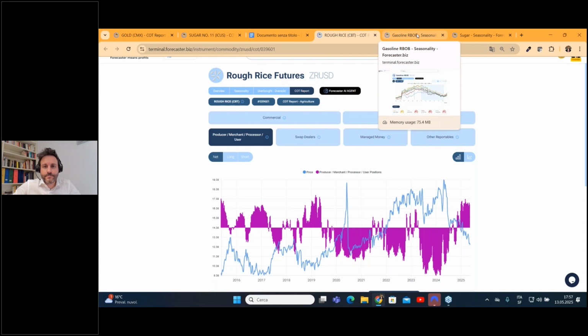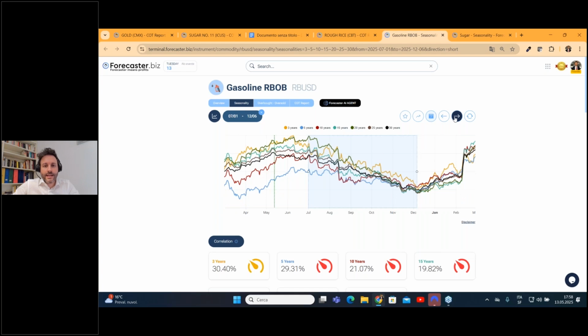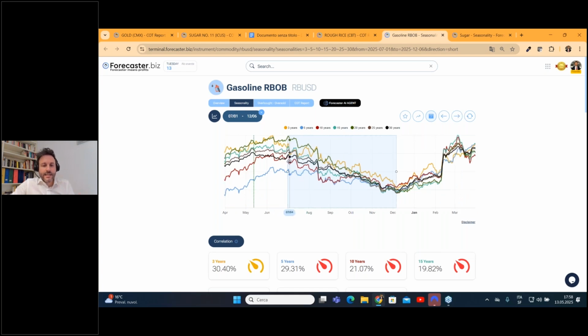Some other example. Here we have an example on the gasoline. Look, for example, here we can definitely see a very nice recurring pattern. Look, starting from July until the very beginning of December, on the seasonality, here we are back on seasonality, we can see a specific pattern. In this case, as you can see, both on 3, 5, 10, 15, 20, 25, and 30-year seasonality, we can see the same pattern. It means that, historically speaking, in this specific period, we have a very nice trend, okay?